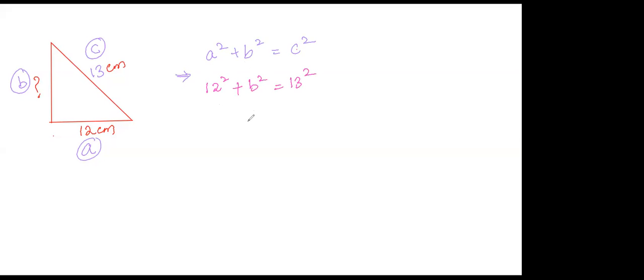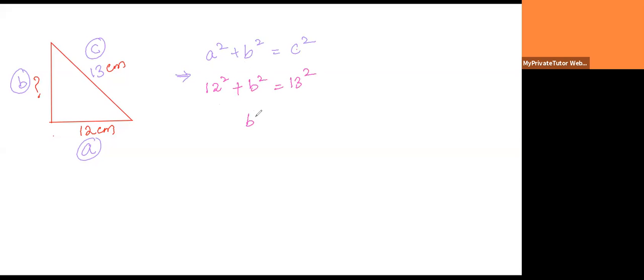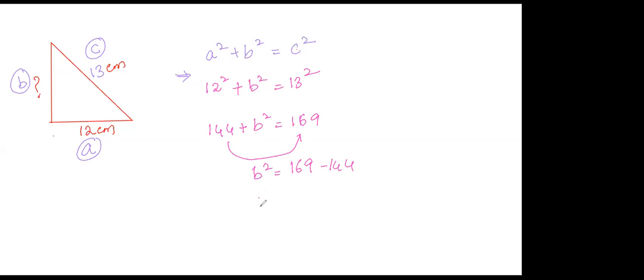Okay, let's check. Now B square equals, so what is 12 square? Anybody? What is the value of 12 square and 13 square? You got this? And then move this 144 to the other side. So we'll get B square equals 169 minus 144.